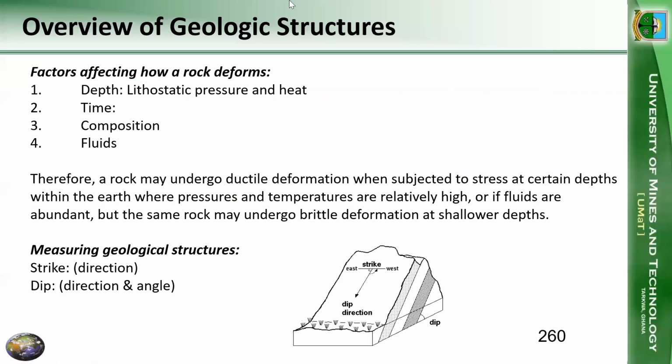So with respect to the factors that could affect how a rock deforms, we could talk about the depth. In other words, lithostatic pressure and heat, right? We could also mention time, then composition of the rock, and then fluids, all right? So a rock may undergo ductile deformation when we subject it to stress at a certain depth within the earth, where we have very high temperature and pressure, or we have a lot of fluids.